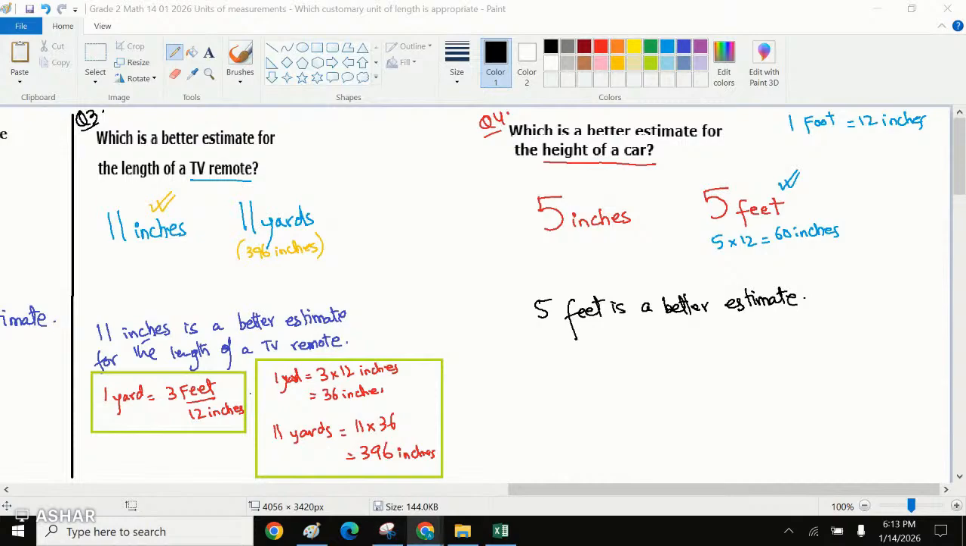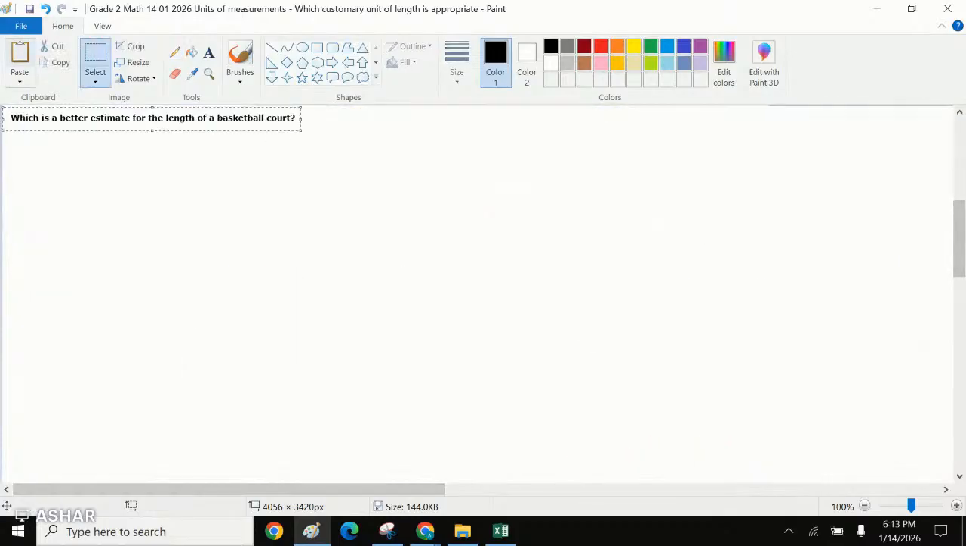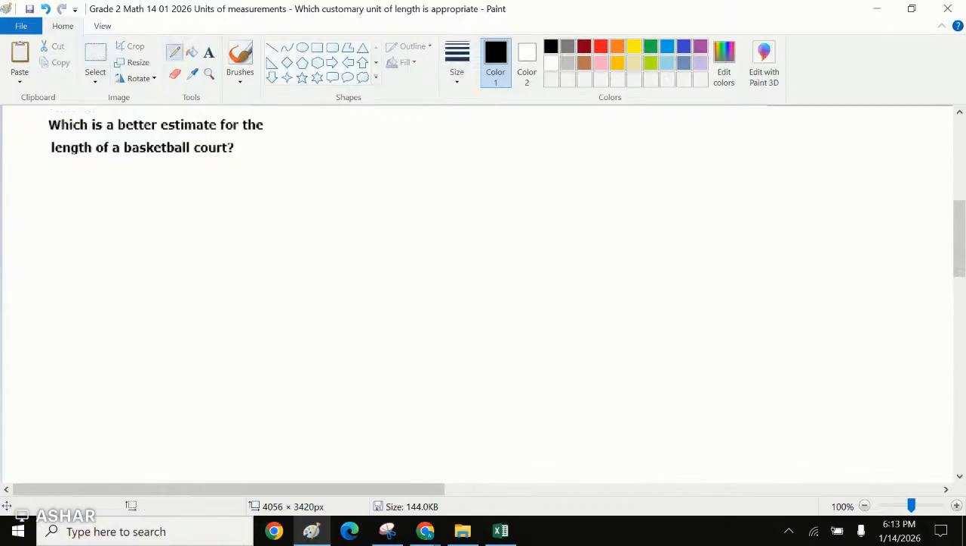Okay, let's see. For the next question, I think they're talking about a basketball field. Yes, basketball court. We know it's huge, right? A basketball court should be very big. So let's suppose this is question number 5. Which is a better estimate for the length of a basketball court? The given comparisons are 29 feet and 29 yards.